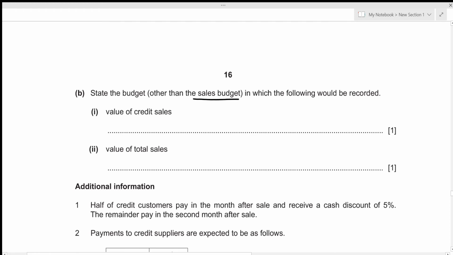Whenever we're talking about credit sales, it obviously gives rise to trade receivables, right? So we have to mention the value of credit sales in our trade receivables budget. Let's write that down.